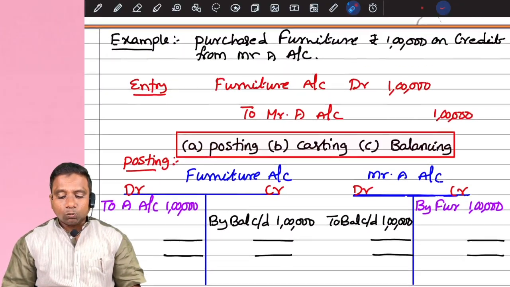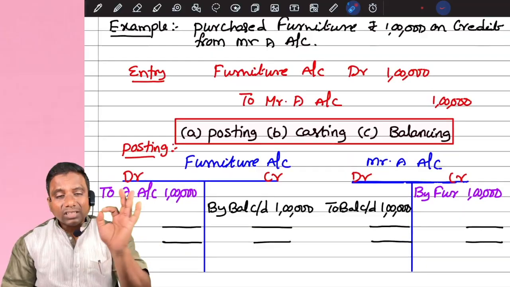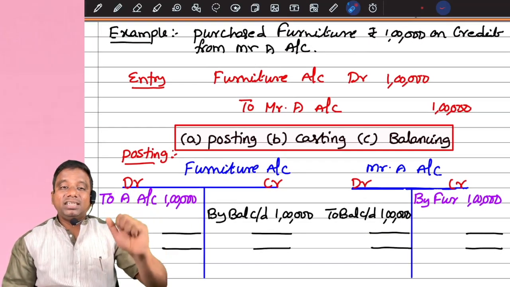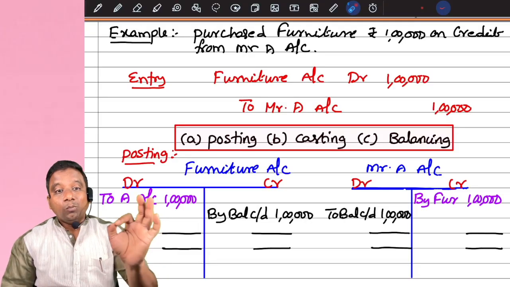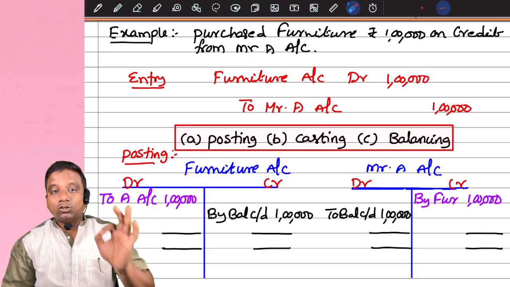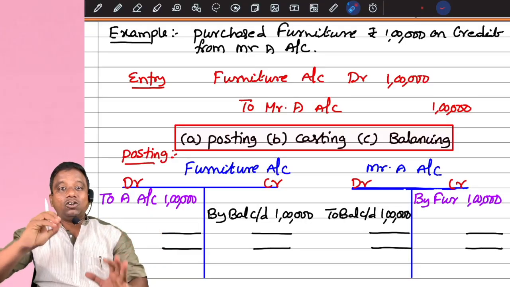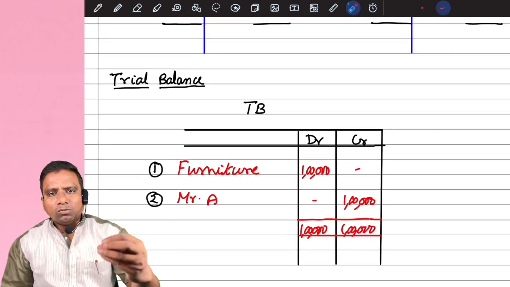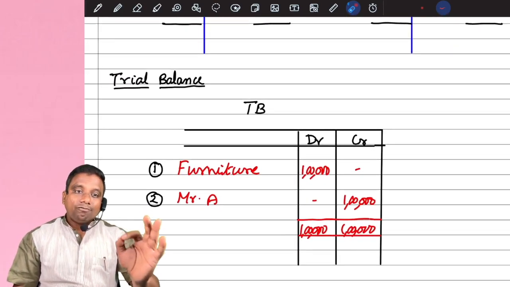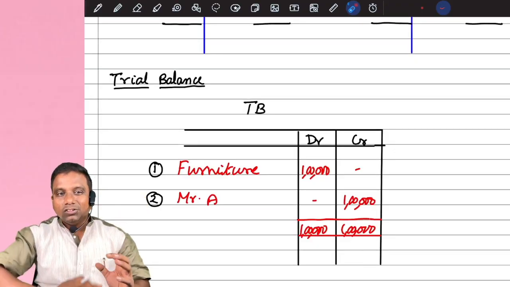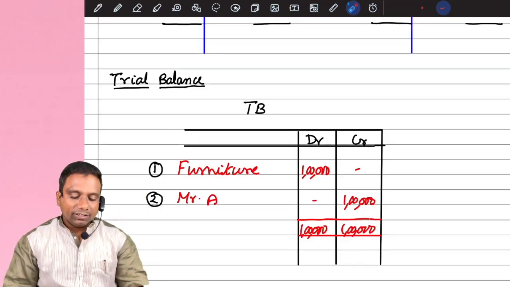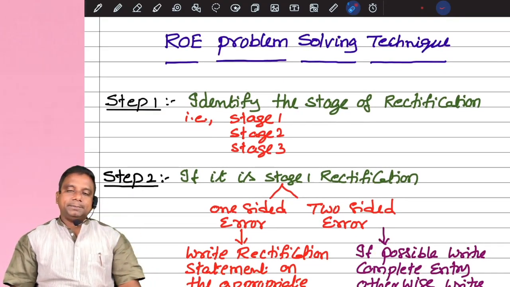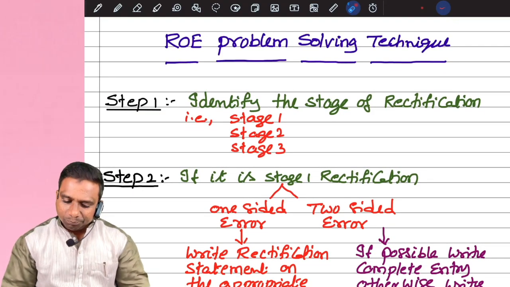Tell me first, what will you do? Identify whether the mistake happened in the journal stage or posting, at the stage of posting, casting or balancing, or at the time of preparation of trial balance. After identifying this, now we start our rectification of errors problem-solving technique. Hope you are following. Yes sir.